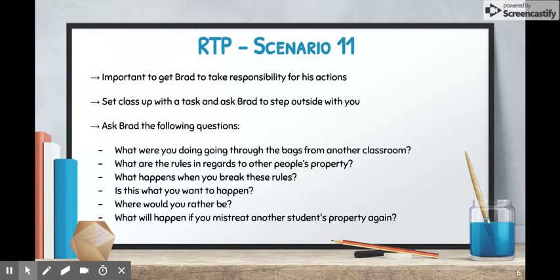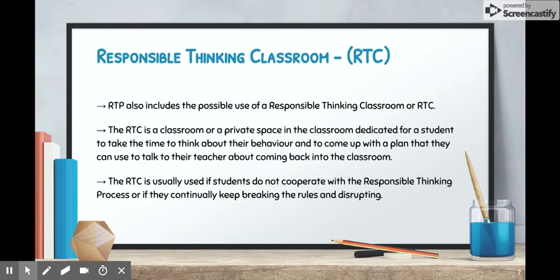As the theory highlights, do not be judgmental with Brad, as respect may be lost. The questions should be calmly asked in a neutral tone so that Brad takes responsibility for his actions and realises that if this were to happen again, there may be further action that needs to be taken. If Brad were to avoid taking responsibility for his actions and say that he didn't do it, then it may be necessary to have him go to the responsible thinking classroom.